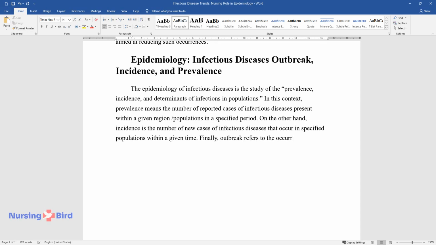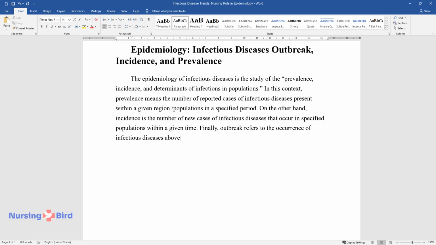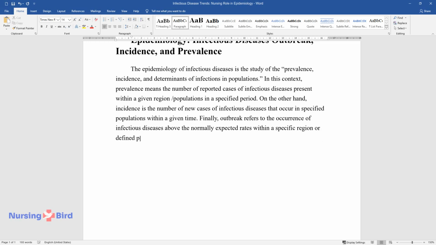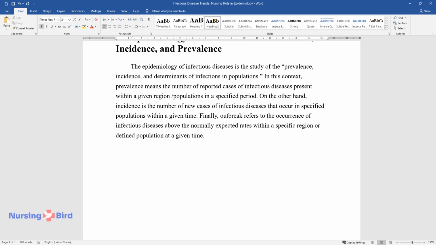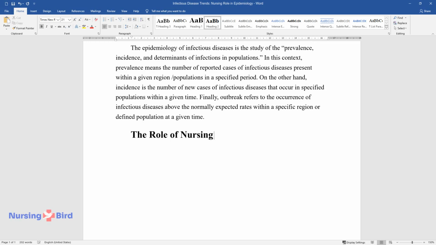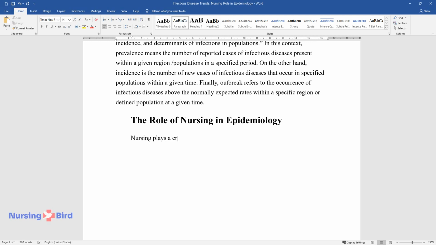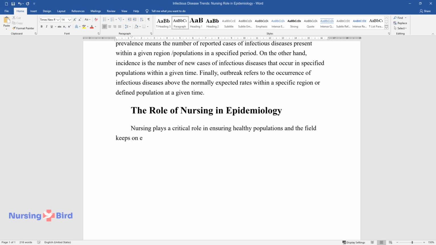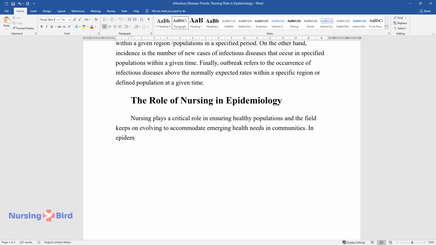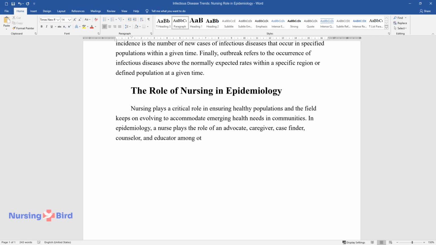Finally, outbreak refers to the occurrence of infectious diseases above the normally expected rates within a specific region or defined population at a given time. The role of nursing in epidemiology. Nursing plays a critical role in ensuring healthy populations, and the field keeps on evolving to accommodate emerging health needs in communities. In epidemiology, a nurse plays the role of an advocate, caregiver, case finder, counselor, and educator among others.